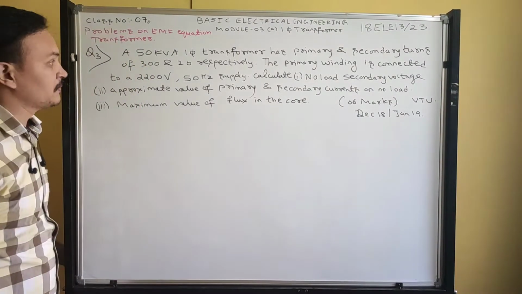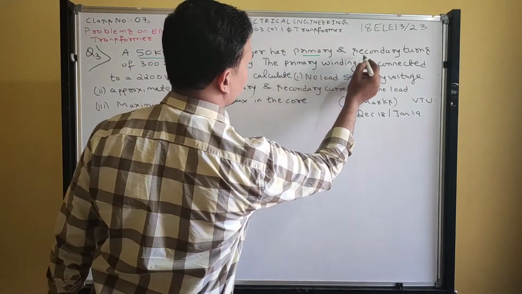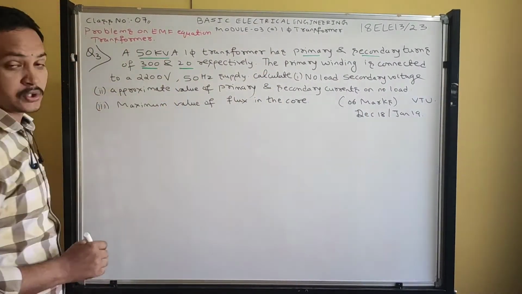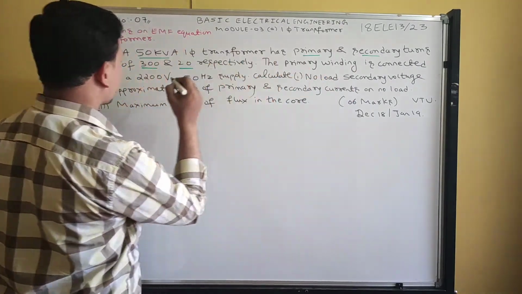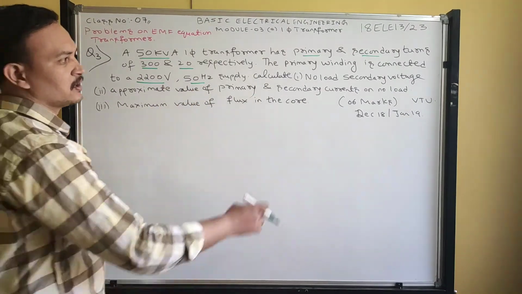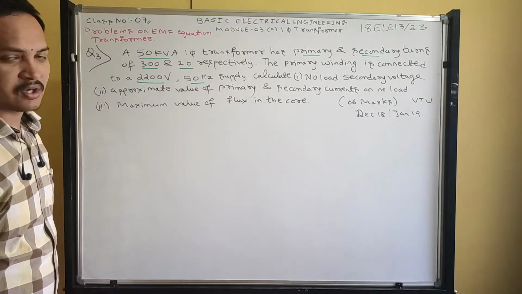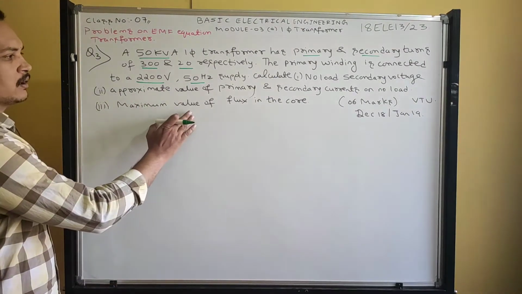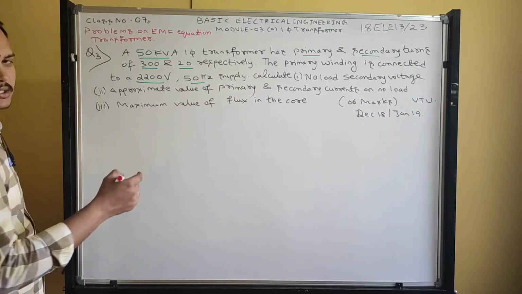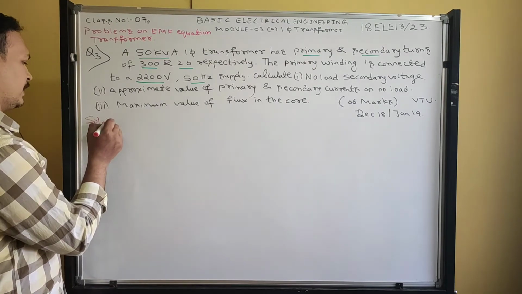Okay guys, next problem. A 50 kVA single phase transformer has primary and secondary turns. Primary turns is 300, secondary turns is 20. The primary winding is connected to 2200 volts 50 Hz supply. Calculate no load secondary voltage, approximate value of primary and secondary currents on no load, and maximum value of flux in the core. So this is the question they gave for 6 marks, asked in VTU in December 18, Jan 19 exam.